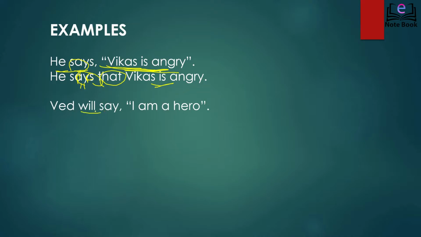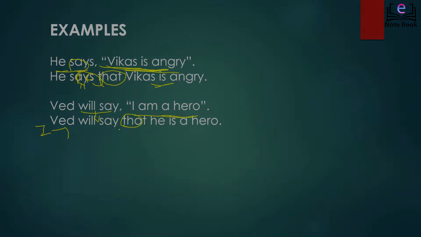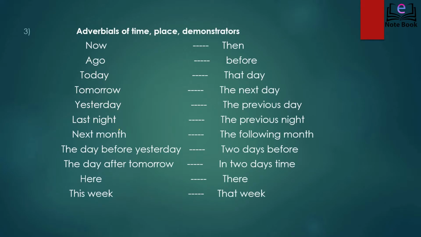Now, what if the verb is in future tense? For example here, Ved will say, I am a hero. Now, the indirect form of this will be, Ved will say that he is a hero. Note down that since this was in future tense, we didn't make any change in the tense here. We just added that. This is the most important rule.